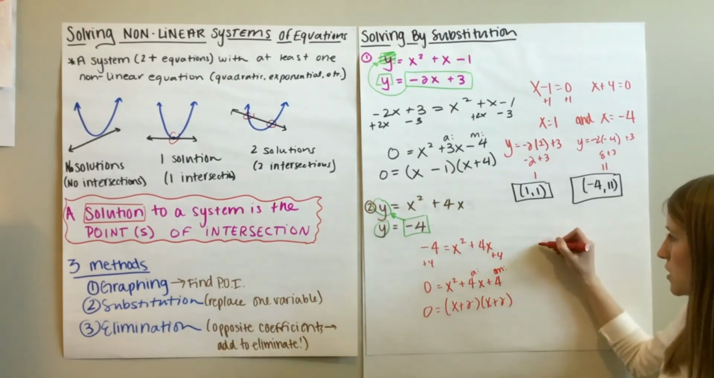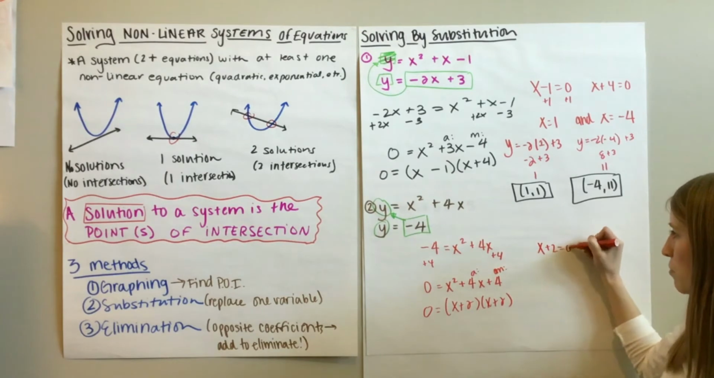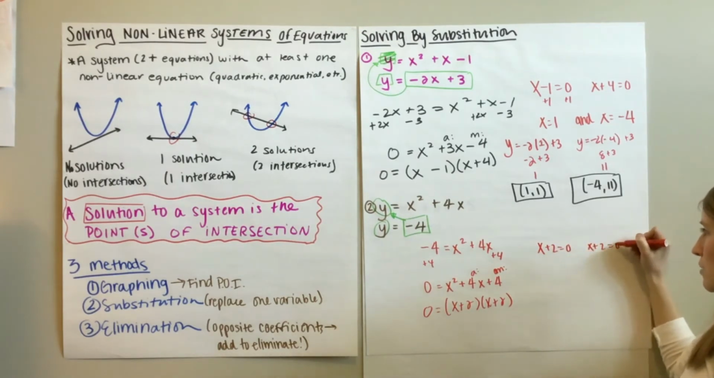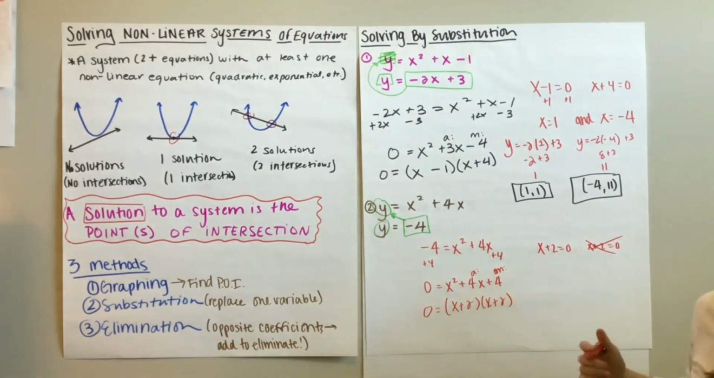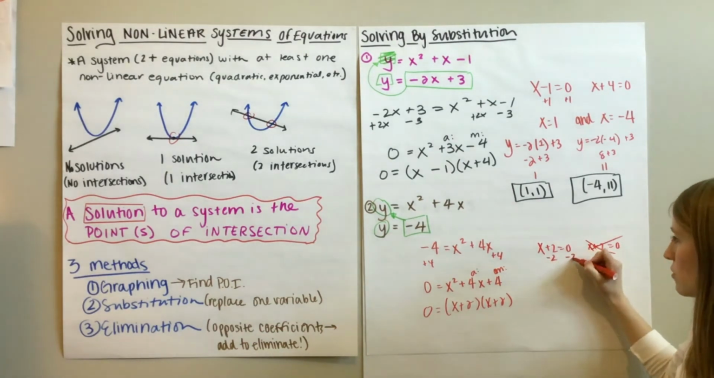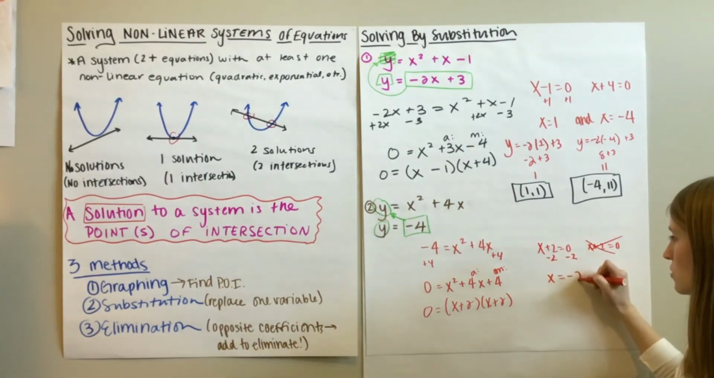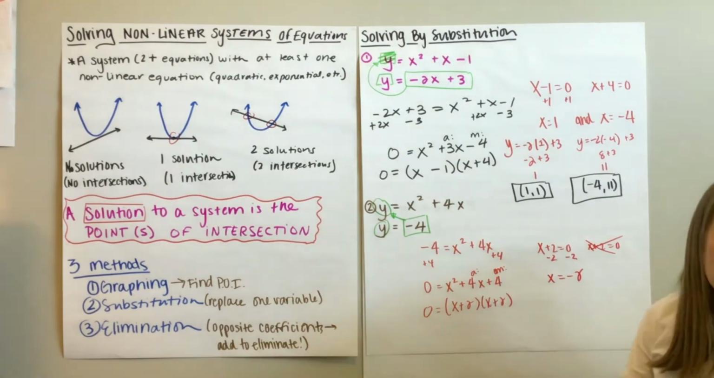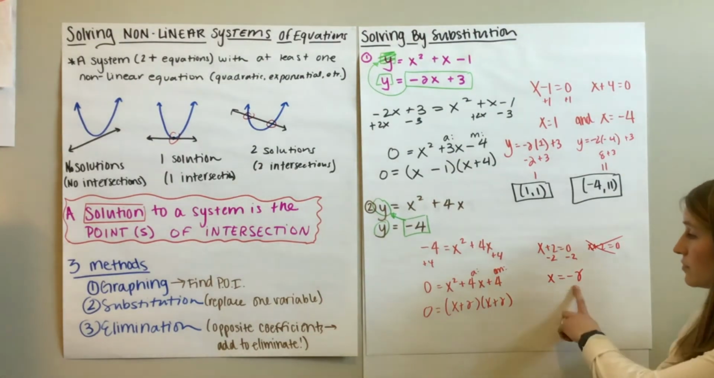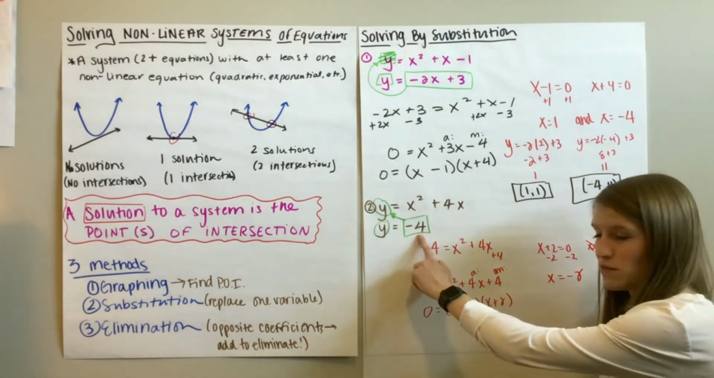X plus 2 and x plus 2, I'm going to set them both equal to 0. I don't really need to set both of them equal to 0 though, because they're going to be the same. I'll subtract 2, x is equal to negative 2. Now, you're not done. Plug negative 2 in.